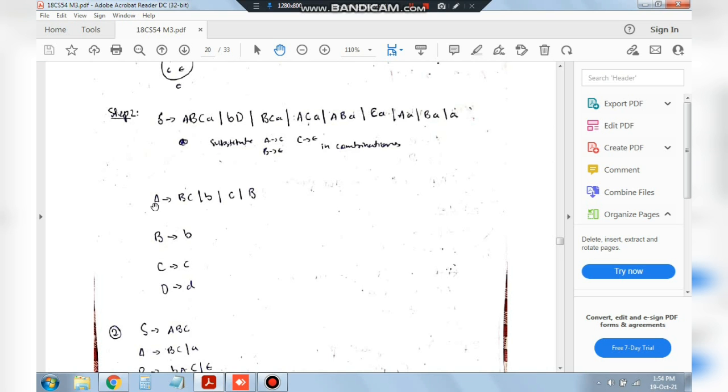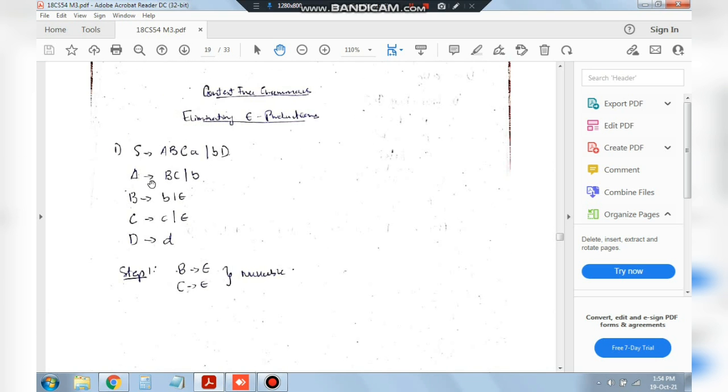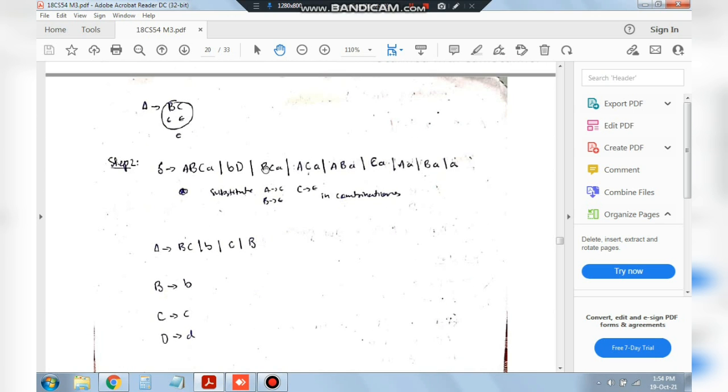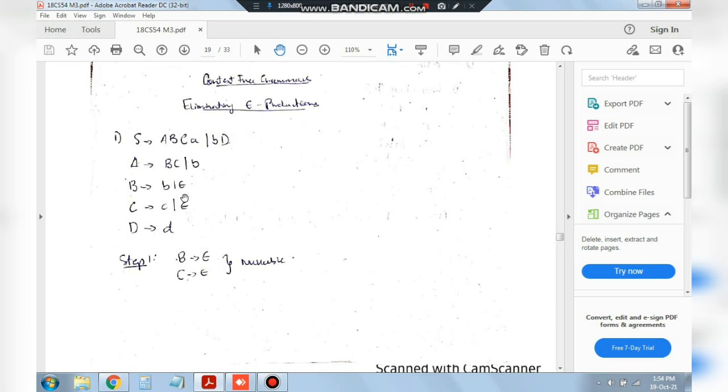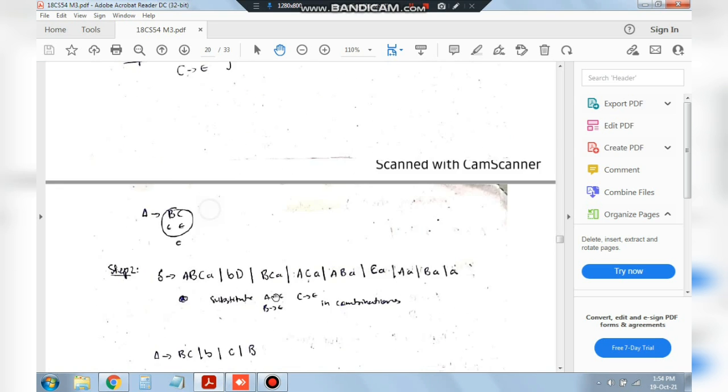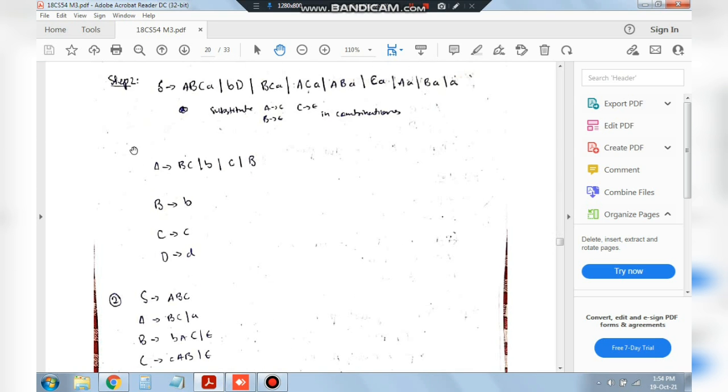Now S is over. Now we'll go for A. What is the string given for A? B, C is given, right? So what we can do is substitute B as nullable. So we'll be remaining with C, and if I substitute C as nullable, we'll be remaining with B. So these are the possible combinations of A. Then we'll go for B. In B, what I have is small b and epsilon. So this is the only thing here. Same goes for C also. For D also, we have D only, so it will be written as that. So this is all what we have to do in the elimination of epsilon productions.